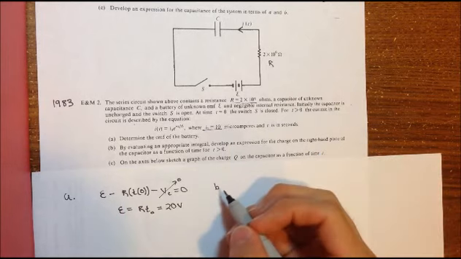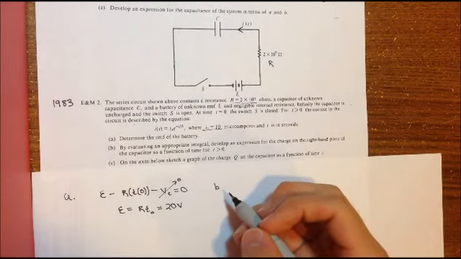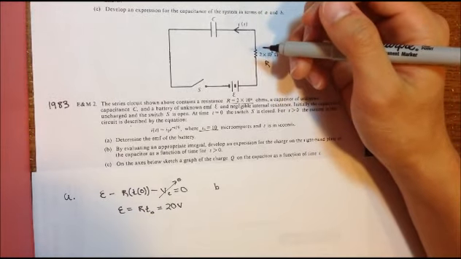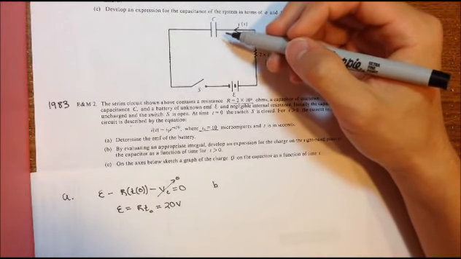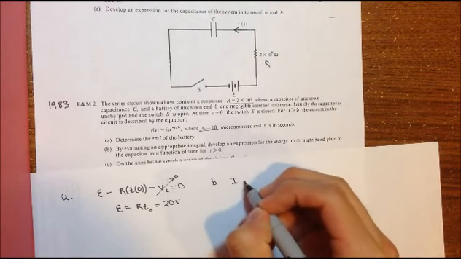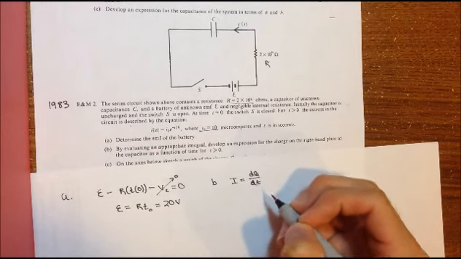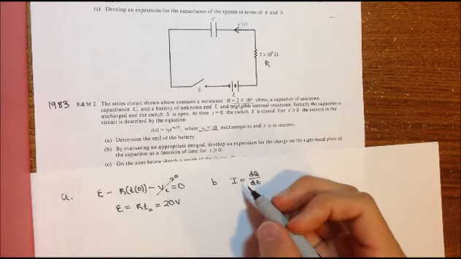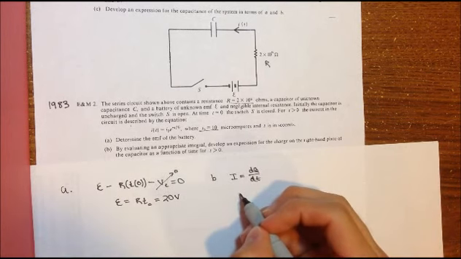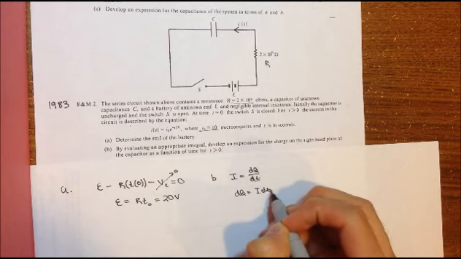Okay, part B. It asks to evaluate an appropriate integral and develop the expression for the charge on the right-hand plate of the capacitor as a function of time for t greater than 0. Okay, so we know that I is going to be equal to positive dq dt, because that is the definition, and we can rearrange that to find that dq is equal to I dt.